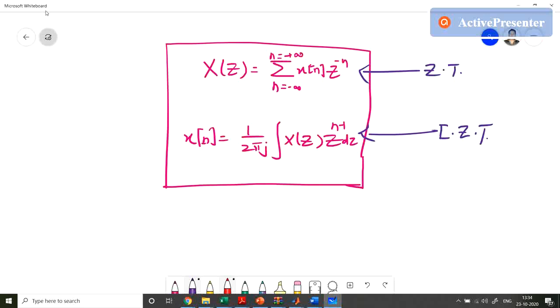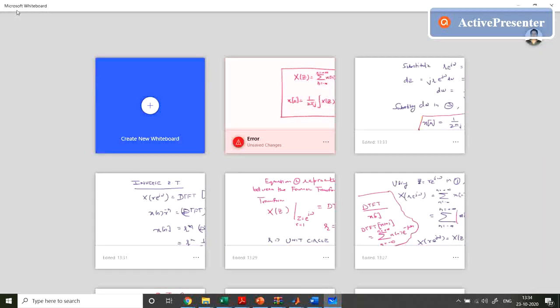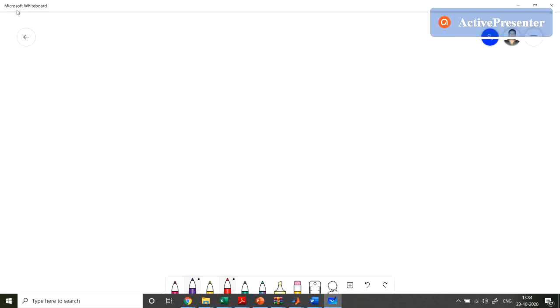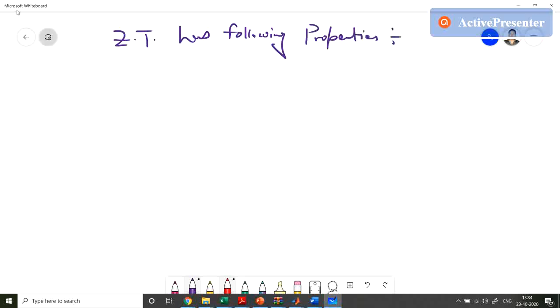So there are some properties of z transform. Z transform has the following properties. So what are the properties of Z transform? The first property is the linearity property.